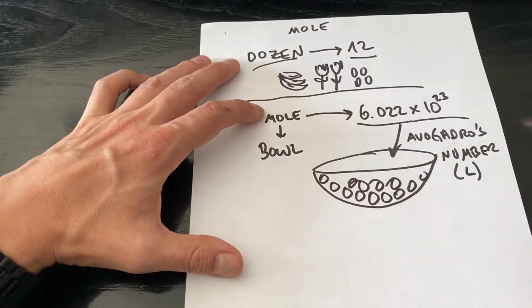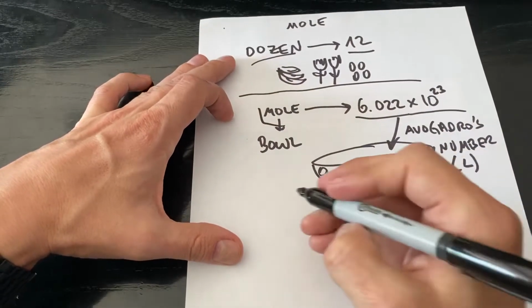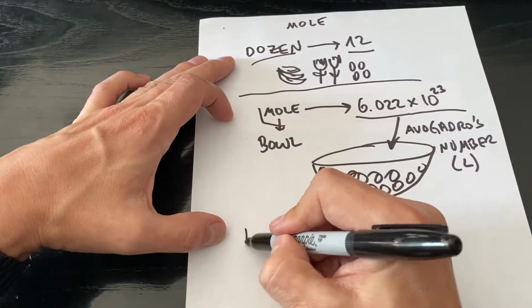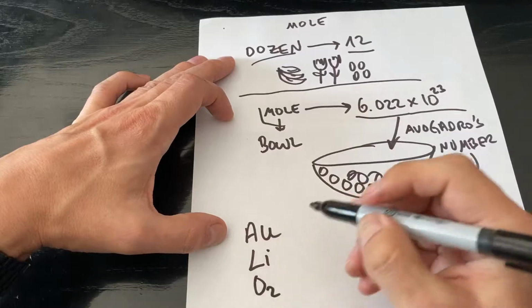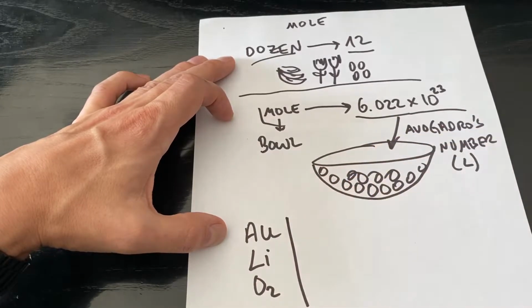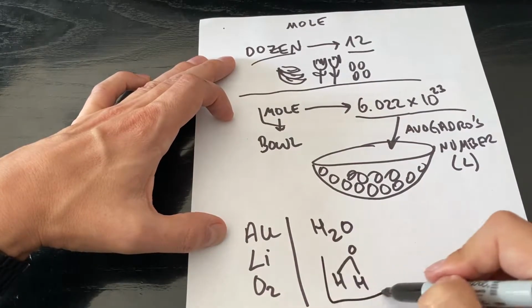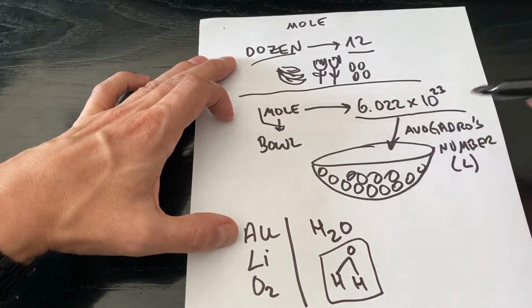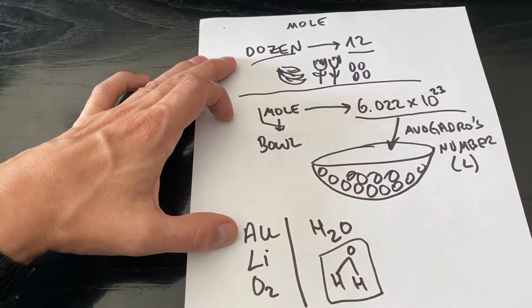So why do I say atoms or molecules? Because this mole concept can be applied to both. For instance, if we're talking about gold or lithium, even oxygen, it doesn't matter. These are atoms or elements. And it can also be used for molecules. What's a molecule? For instance, water, H2O, which is made up of one oxygen and two hydrogen. They're bound together, and together they make this one molecule. So if you were to say that you have one mole, or bowl, if you will, of water molecules, you would have these many molecules of water inside of that bowl.